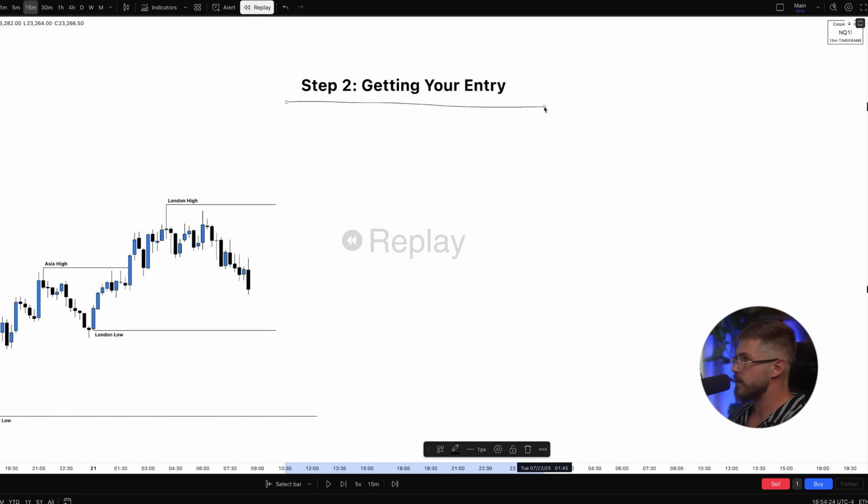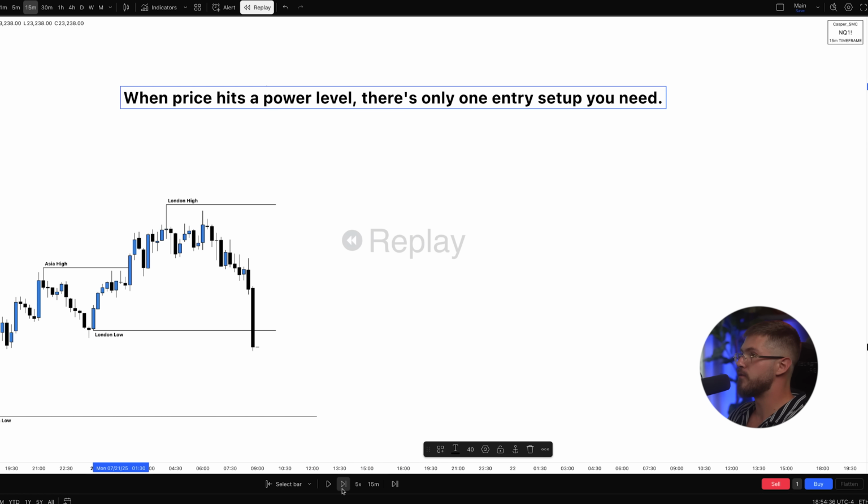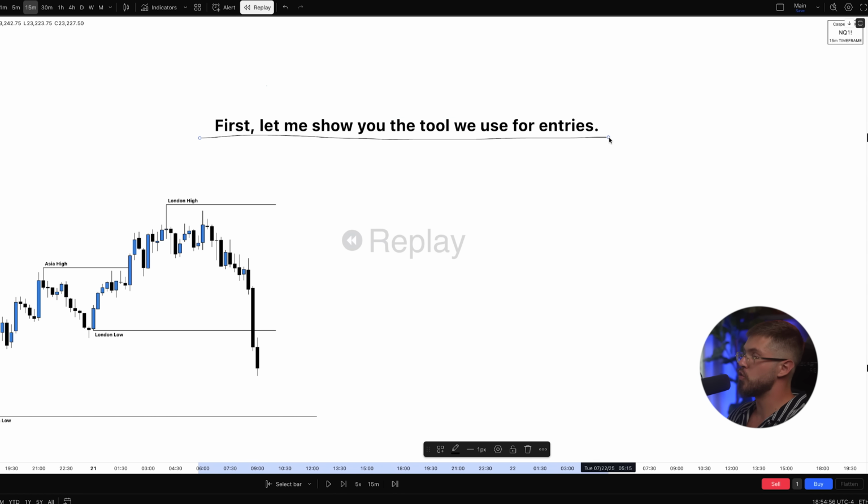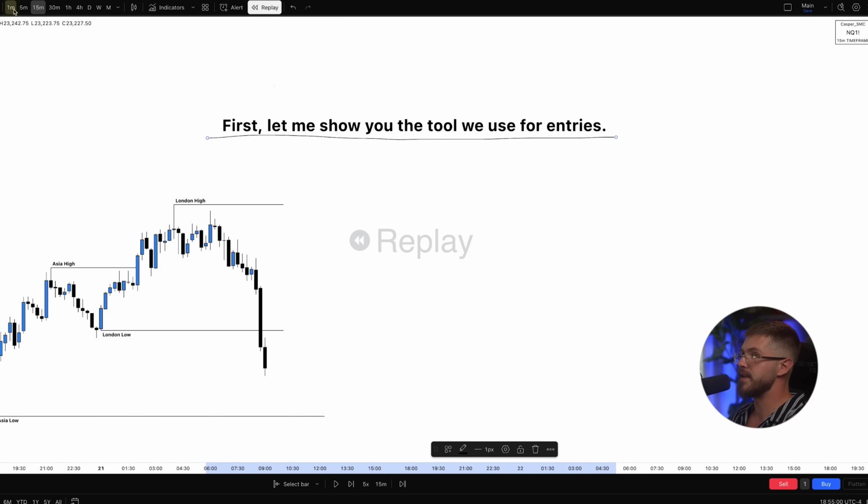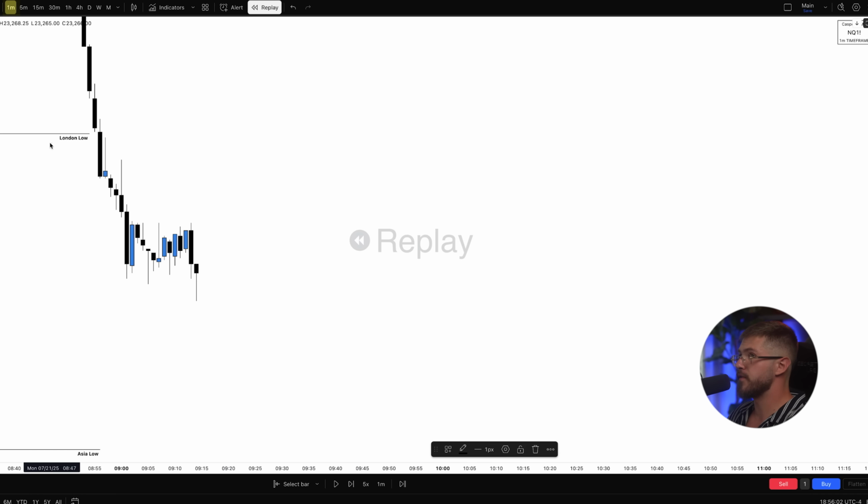Getting your entry. Now, when price hits a power level, there is only one entry setup you need to find these consistent winning trades. First, let me show you the tool that we're going to use for our entries. To do this, we're going to head over to the 1-minute chart, as this is where all of our trade entries will be found. So remember, the first step is to mark our power levels. Once this level is hit, we're good to look for trade entries.